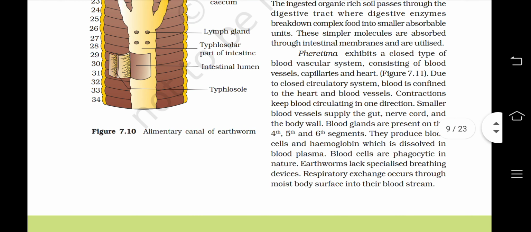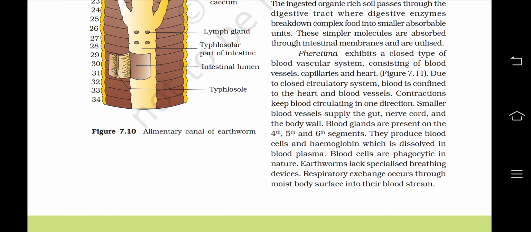Pheretima exhibits a closed type of blood vascular system consisting of blood vessels, capillaries, and heart. Due to the closed circulatory system, blood is confined to the heart and blood vessels. Contractions keep blood circulating in one direction. Smaller blood vessels supply the gut, nerve cord, and the body wall.